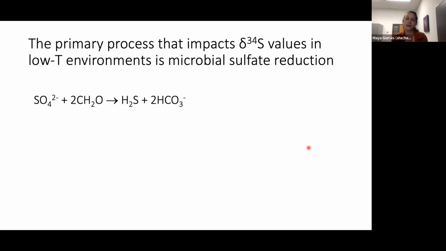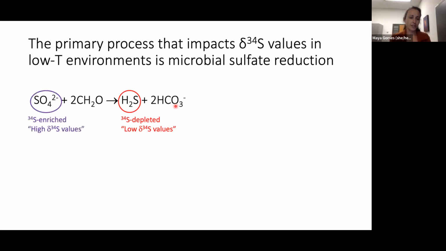So the primary process that impacts sulfur isotope values in low temperature environments is microbial sulfate reduction, which is this reaction that I showed you earlier, which is responsible for up to 50% of organic carbon degradation in modern sediments. During this process, organisms preferentially utilize the light isotope of sulfur such that the hydrogen sulfide that's produced is depleted in the heavy isotope, or we say it has low sulfur isotope values. Or if we're talking among friends, we might say it has light sulfur isotope values. The residual sulfate is enriched in the heavy isotope, and we say it has high sulfur isotope values. Or when we're talking among friends, we might say it is heavy.